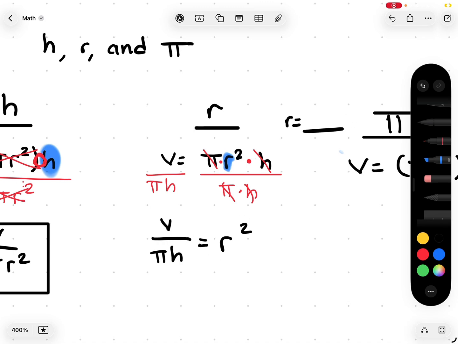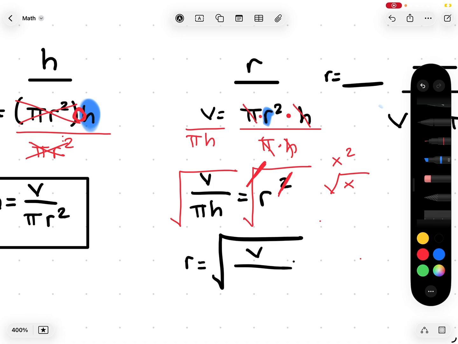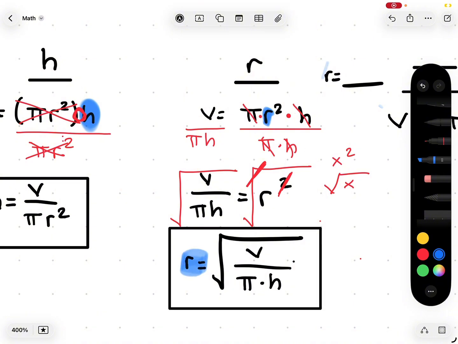It looks like this. So what we need to do is get rid of the square. If you did not know, the opposite or inverse of squaring a number is to square root that number. So x squared, the inverse of it is to square root. What we do here is we're trying to get rid of the 2, which is being squared, so we square root both sides. That cancels out the square root here and the 2, leaving us with a final answer of r is equal to the square root of v over pi times h. And both our equations look the same.